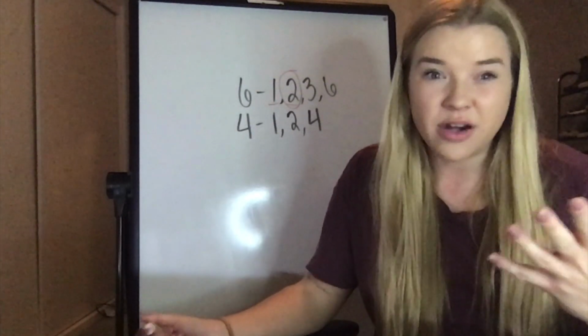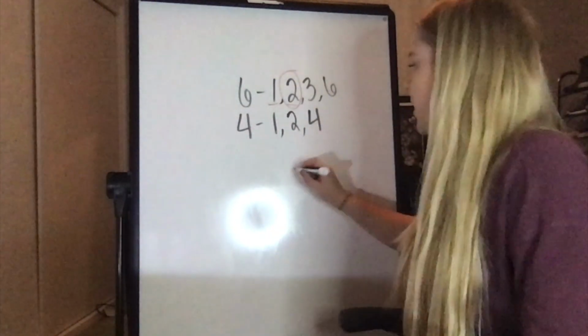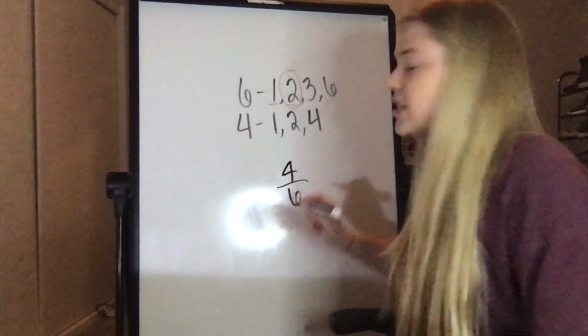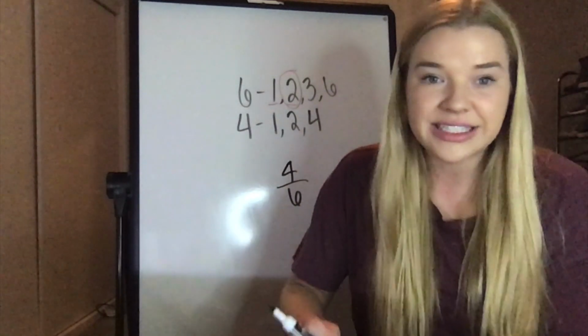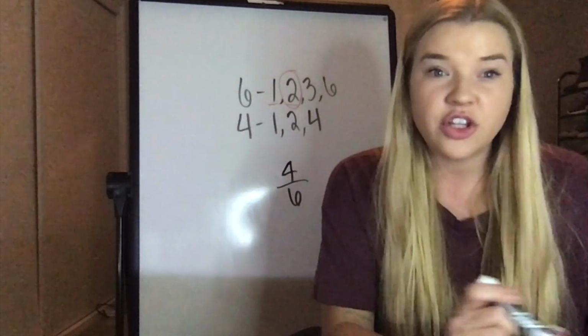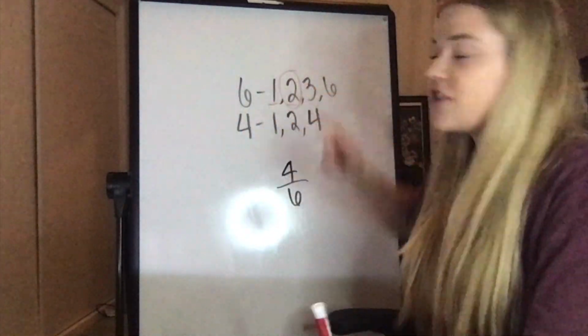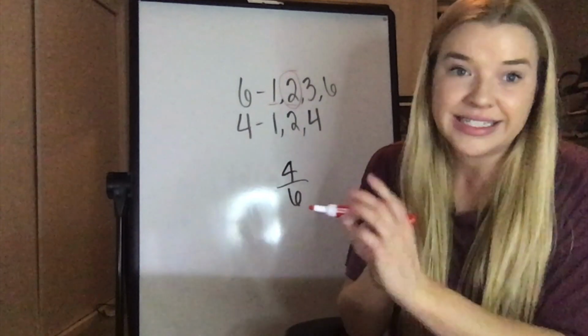And the reason that we want to know that is because when we get to things like reducing fractions, say, and you see a fraction that says 4 sixths, it's really helpful to know the greatest common factor, because if you know the greatest common factor, then you know exactly what to divide by in order to simplify it. So I just found out that the greatest common factor of 4 and 6 is 2.